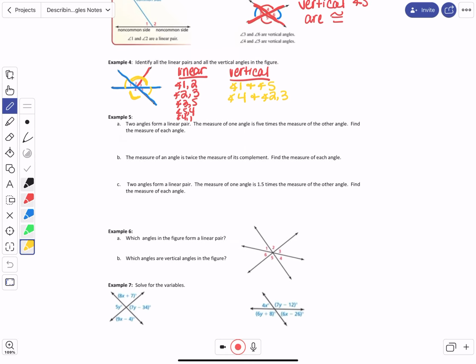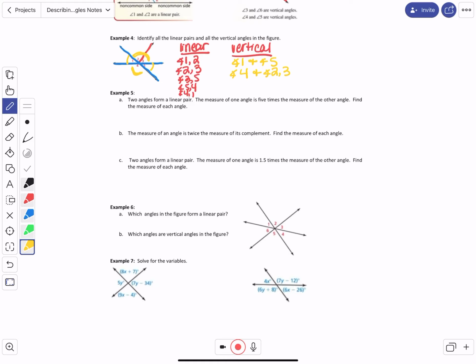Two angles form a linear pair. The measure of one angle is 5 times the measure of the other angle. Find the measure of the other angle. So if they're a linear pair, we know that they're going to add up to 180. They're on a straight line. We don't know what one is, so we're going to call it x. The measure of one angle is 5 times the measure of the other angle.